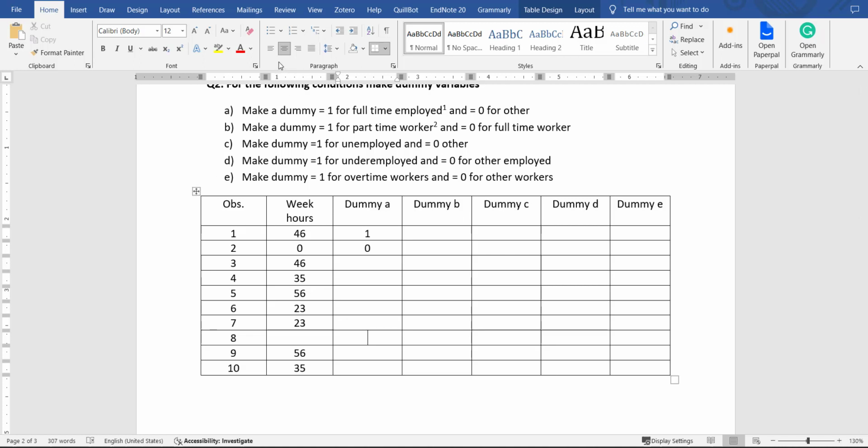Yes. So part B is clear. In part C, unemployed 1 and 0 for others. It is clear, you will mark 1 here for 2, 1 for 8 and remaining 0.